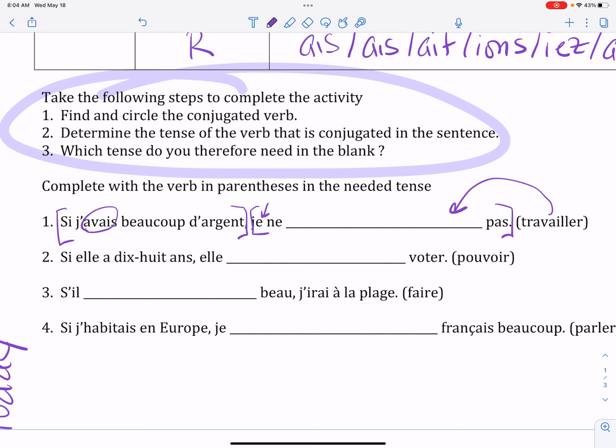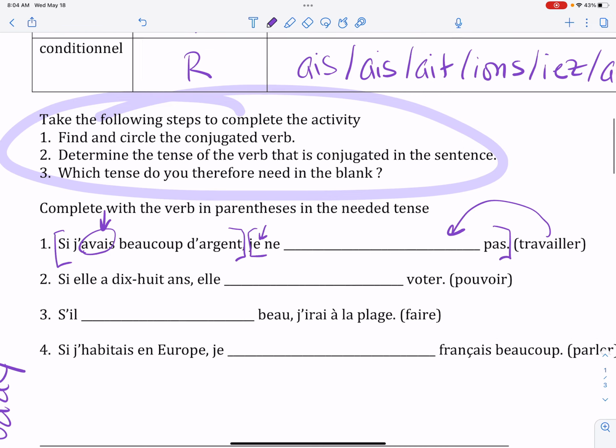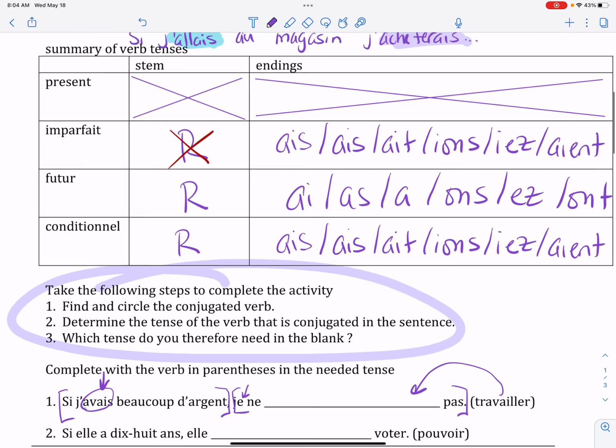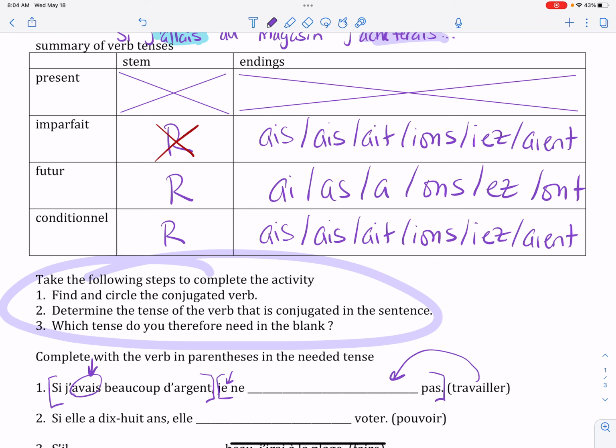We have to determine the tense of the verb that is conjugated. So still looking at this avais, the verb that's already conjugated, we're going to go up to this chart, and we have to figure out from that conjugation which verb tense it is. Now, first thing we're going to notice is we've got the AIS ending. So that could be this AIS, or it could be this AIS. We've got 2 options, so we have to figure out, then we look at the stem, AV. That is a stem that does not have R as the last letter, so we must have the imperfect. We've got the AIS ending and a stem that doesn't end in R.